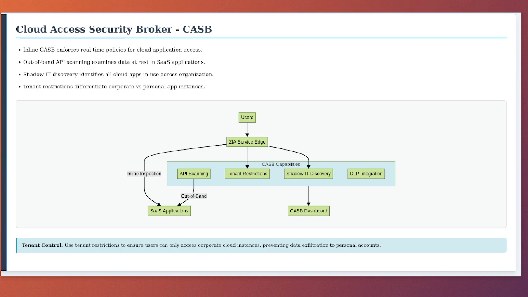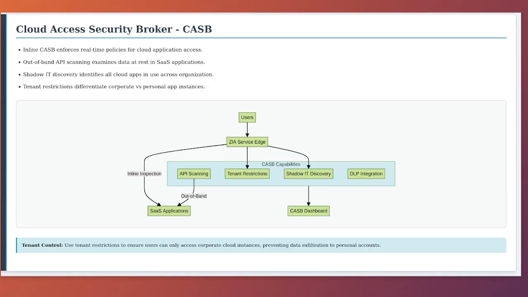For sanctioned applications, CASB provides granular controls. You can create policies that differentiate between corporate and personal instances of the same application. For example, you might allow users to access corporate OneDrive but block personal OneDrive accounts. Tenant restrictions ensure that users can only access your organization's cloud instances, preventing data exfiltration to personal accounts.